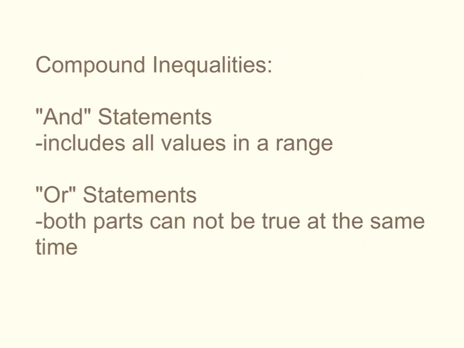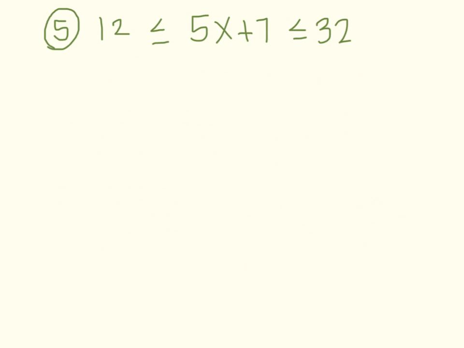There are two different types of compound inequalities. The first type are AND statements, and these include all of the values within a range. The other type are OR statements, and in this case, both parts cannot be true at the same time. Now let's look at an example of an AND statement.